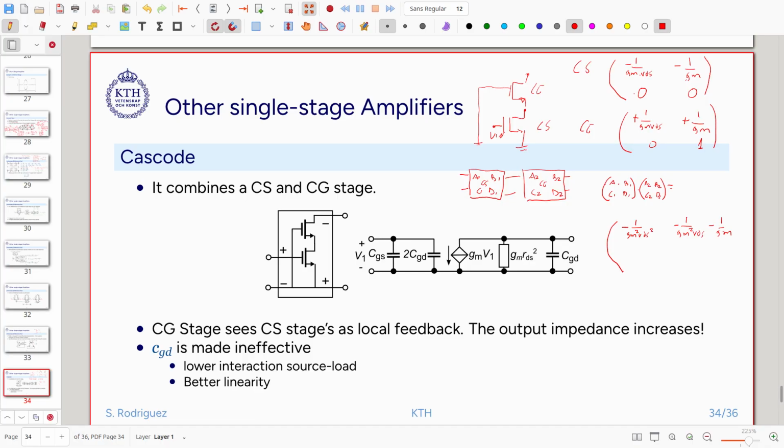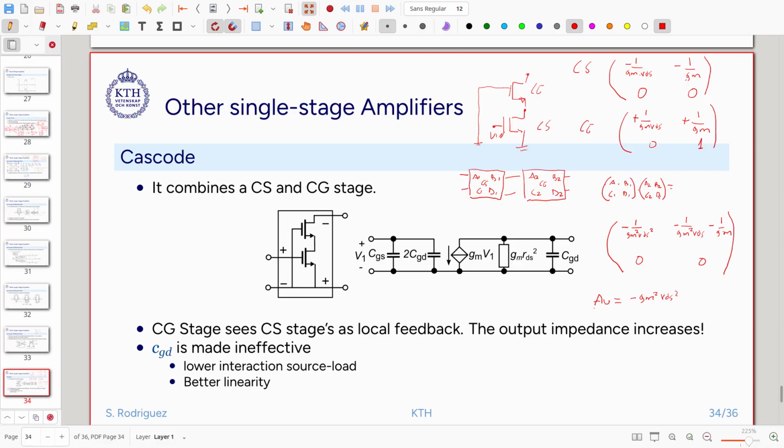and then for the other two there will be this row and this column, that will be 0, this row and this column, that will be 0 also here. Okay, so we can see almost directly that we have an improvement in voltage gain, that became 1 over gm rds square. So the total voltage gain for the cascode amplifier will be minus gm square rds square.